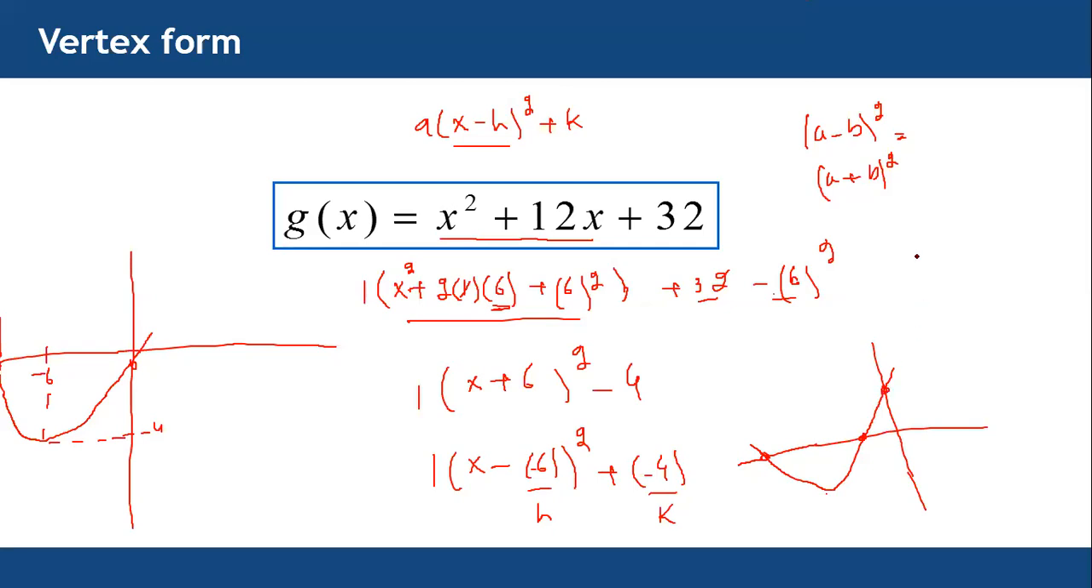How can you find the intercept value? For the x-intercept, put y equal to 0. You need to put y equal to 0. And for the y-intercept, you need to put x equal to 0. Okay, I will solve one example for finding the x-intercept and y-intercept.